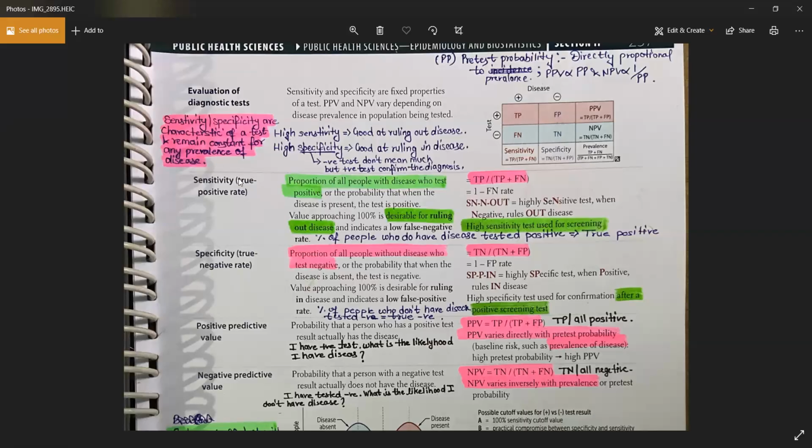What are the chances of getting a true positive result is known as the sensitivity, the proportion of all the individuals with the disease who are tested positive, or the probability that when the disease is present, the test is positive. Okay, the test only detects it. So whenever a highly sensitive test calls an individual negative, that means the patient is not having the disease. You can easily rule out the disease. Okay, a value approaching 100, you can easily rule out a certain disease, because every sensitive test has a very low false negative. Very much important. Every sensitive test has a very low false negative.